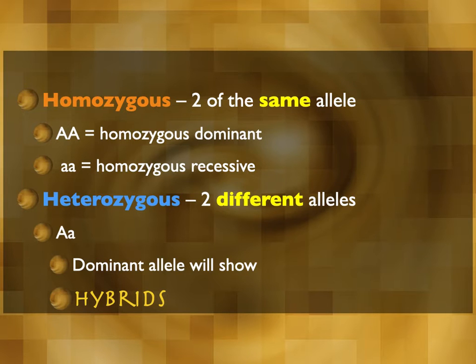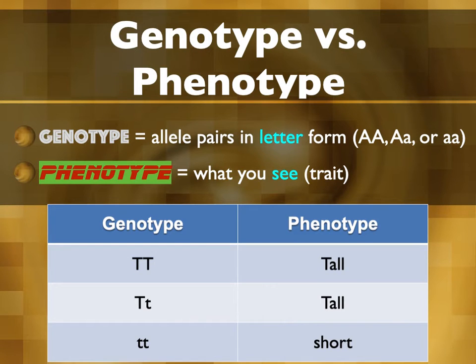And you can also refer to a big A, little a as a hybrid, or heterozygous are also hybrids. You need to know what a genotype versus a phenotype is. A genotype are the allele pairs in the letter form, such as big A, little a, or little a, little a. The phenotype is what you can see. Again, they were making up these terms way back when, before they knew what genes, chromosomes, and DNA all did.